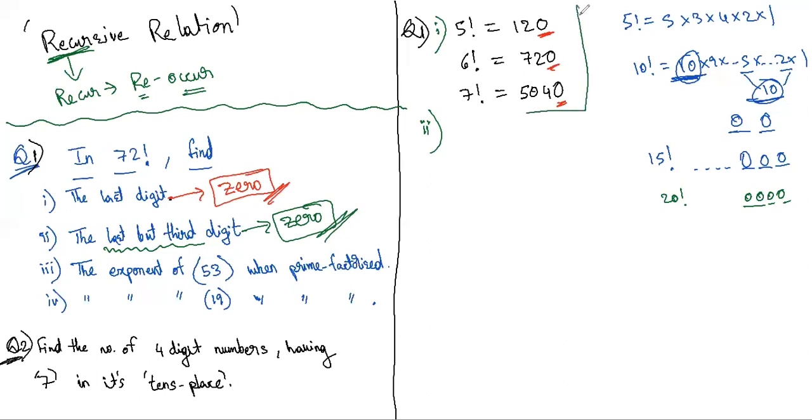Does anyone have any doubt? See, it's not very difficult. It's just like a different type of question. Can you again explain? Okay. Did you understand this part? That 5 factorial is divisible by 10?